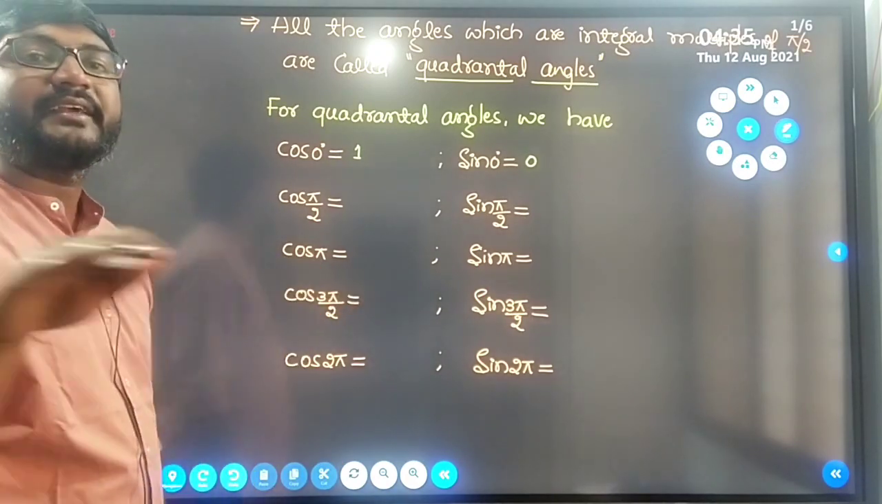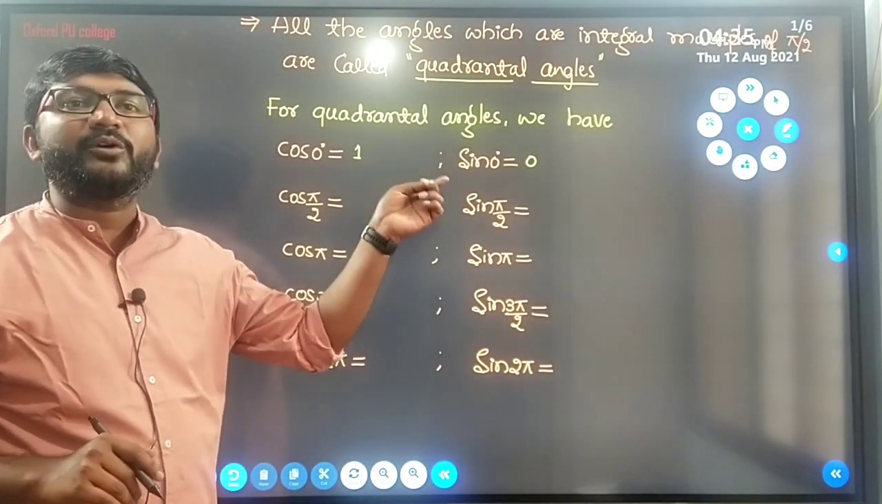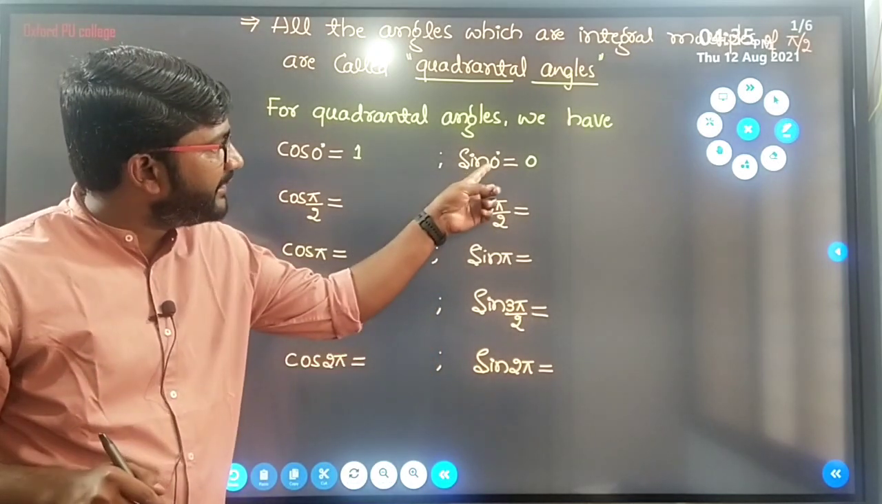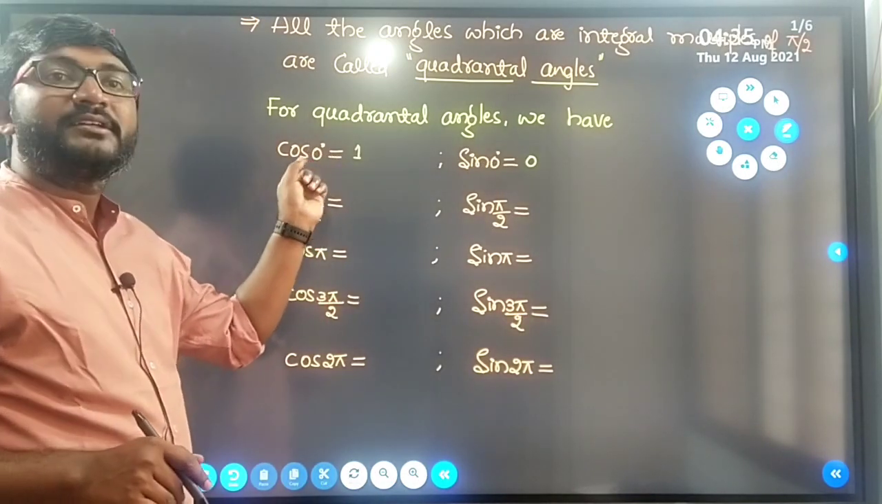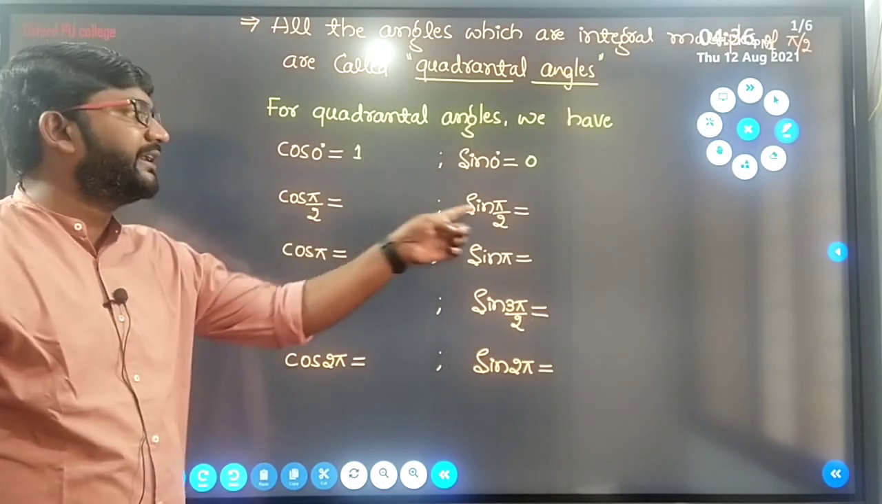That means on the x-axis the y coordinate should be 0. So sin x is the y coordinate. Since you are on the x-axis, it is making an angle 0 degree. That is why I replaced x by 0 degree. Here it is also 0 degree, but the value is 1. Now what is the next angle? It is pi by 2.